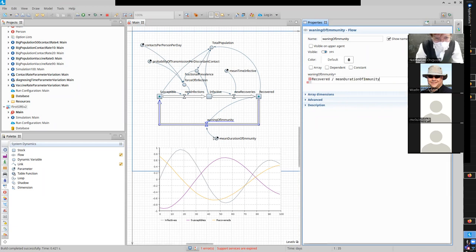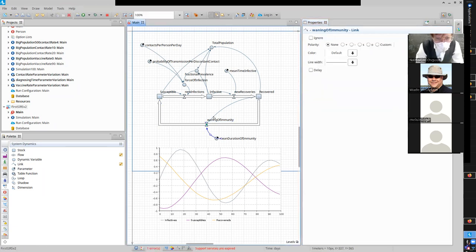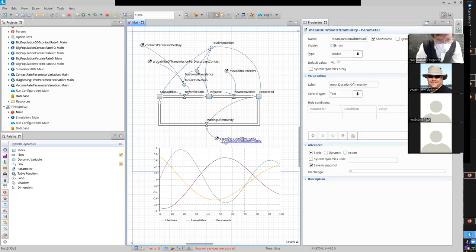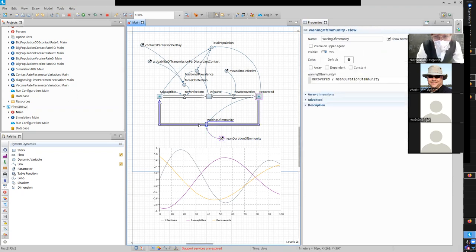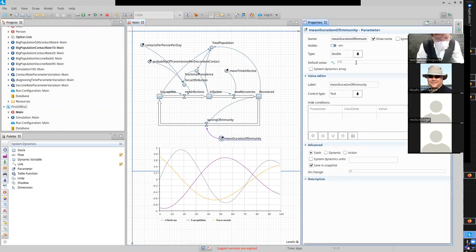It's used but not infected. Did I miss this one? This one. Okay. There we are. Thank you. Yeah. Awesome. Thank you very much. Okay. So, ladies and gentlemen, here we go. And the mean duration of immunity, I said to use 365.